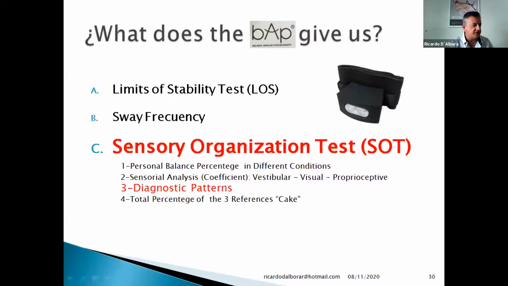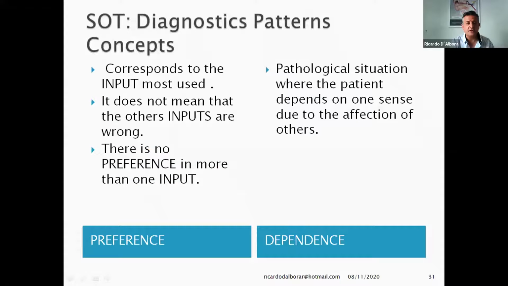Before showing the different diagnostics, it's important to define the difference between preference and dependence. Preference corresponds to the input most used. It does not mean that the other inputs are wrong. There is no preference in more than one input. Dependence is always a pathological situation where the patient depends on one sense due to affection of the others.